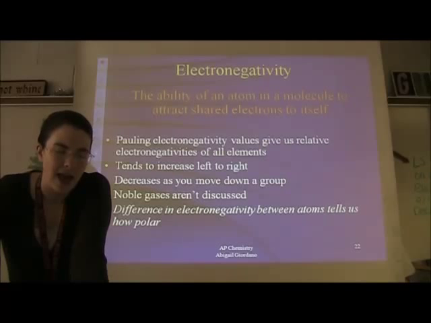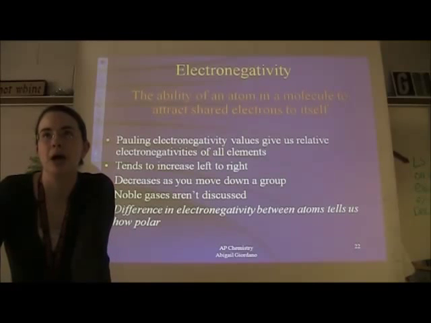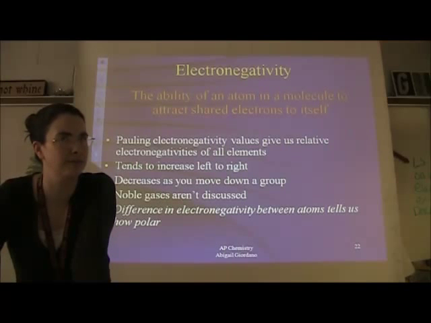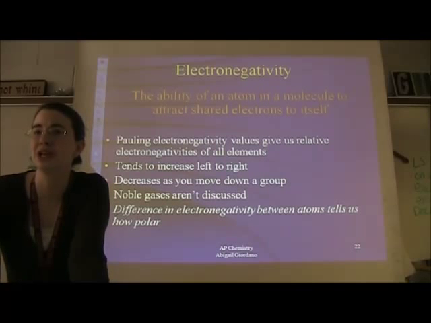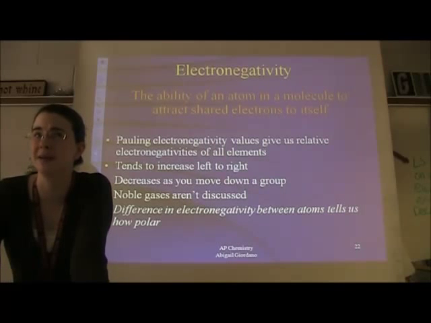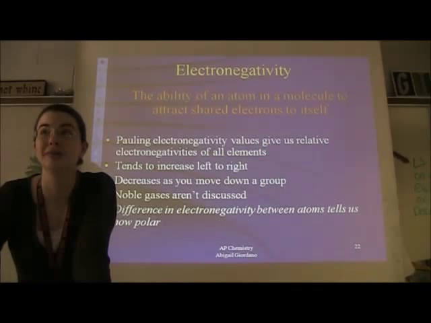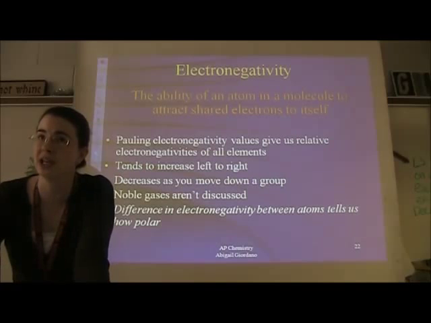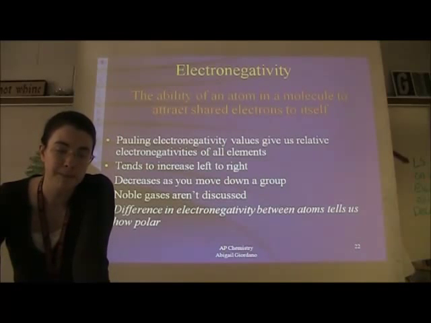How about boron and polonium? Polonium is in the bottom right. Boron and polonium. The difference is zero. Well, if the difference in electronegativity is zero, what kind of bond is it? Nonpolar. Even though they're different elements, they have the same electronegativity. That's still a nonpolar bond.